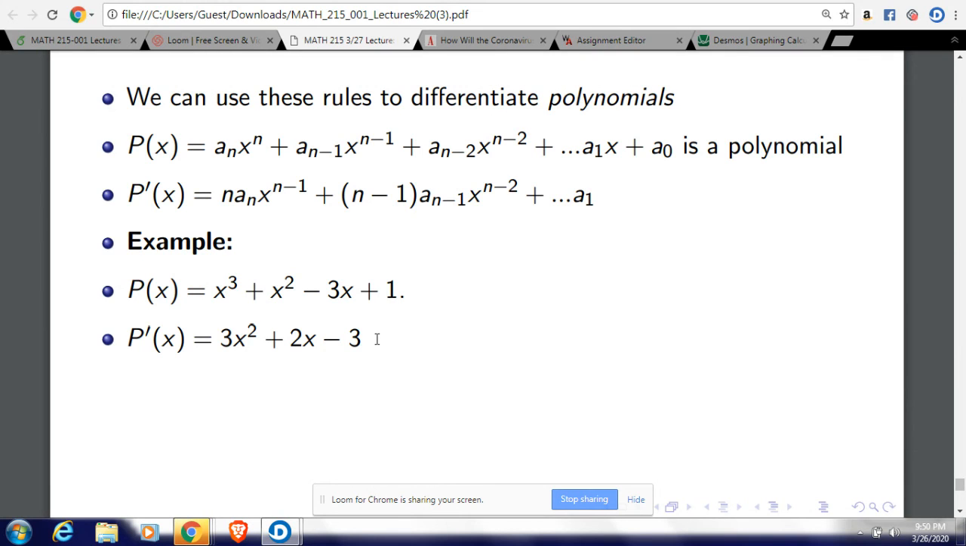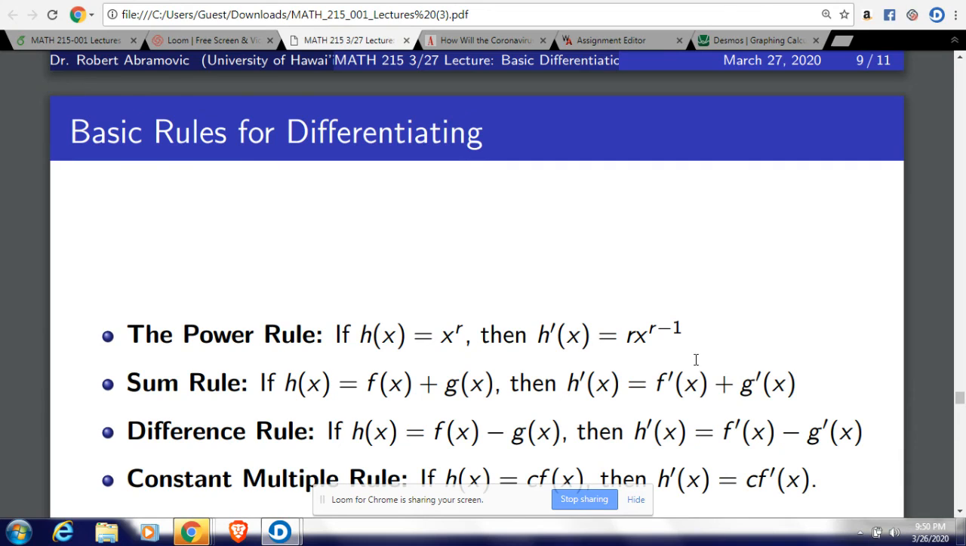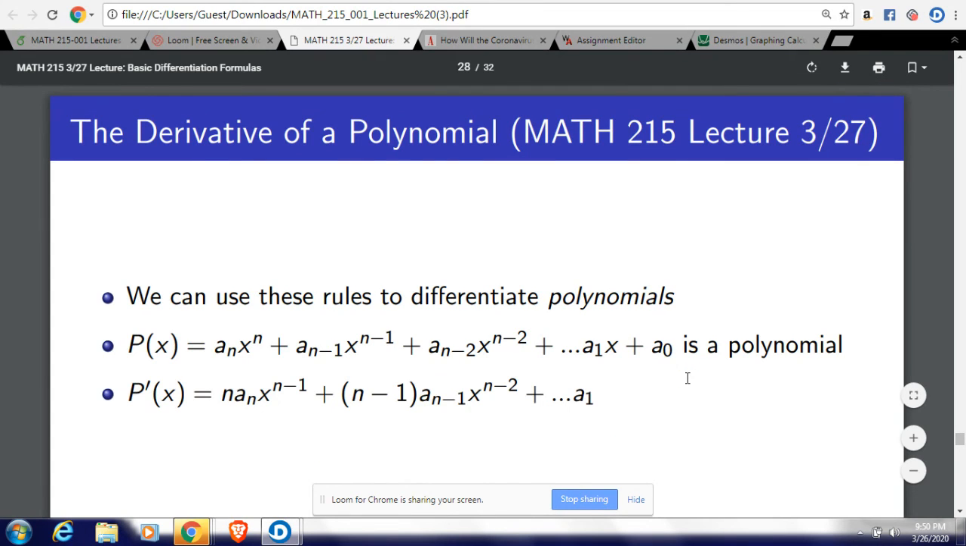So again, I'll summarize. The power rule says the exponent comes down and you replace the exponent with r minus 1. That's if you're differentiating x to a constant power. And all these other rules, sum rule, difference rule, and constant multiple rule, just mean that you can differentiate a polynomial term by term. And in particular, you just leave the constants in front of each of these power functions again.